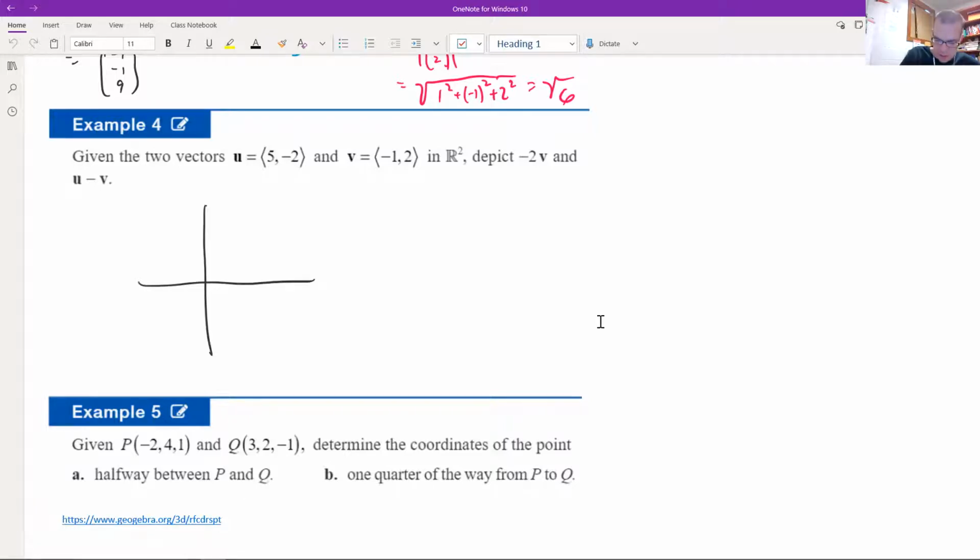These are two-dimensional vectors now, which will be used in this class sometimes, more often three-dimensional, but let's go. u is in the pink. So we go 5, -2. So I don't know, roughly here. Oh, that was bad. All right, so 5, -2. And then v is -1, 2. Boom, boom.